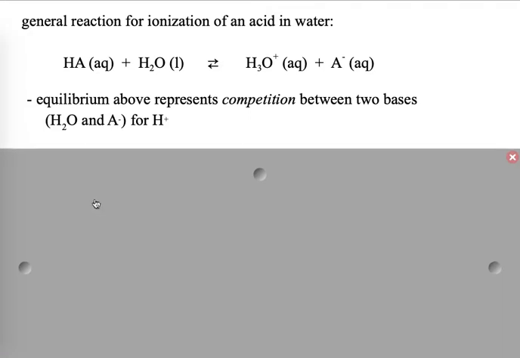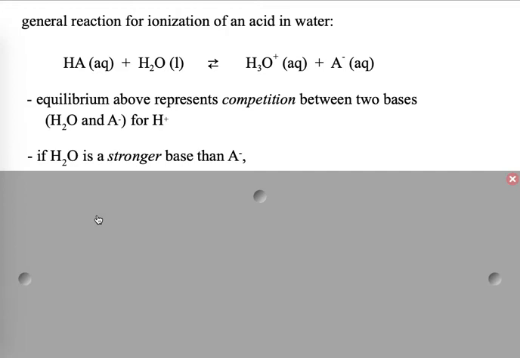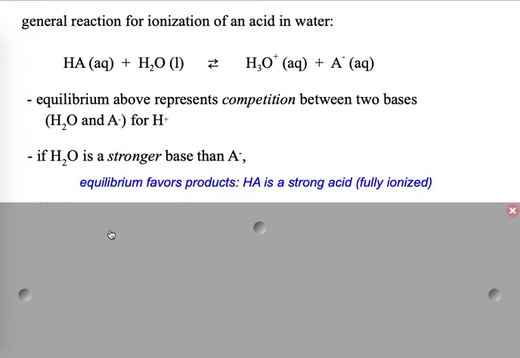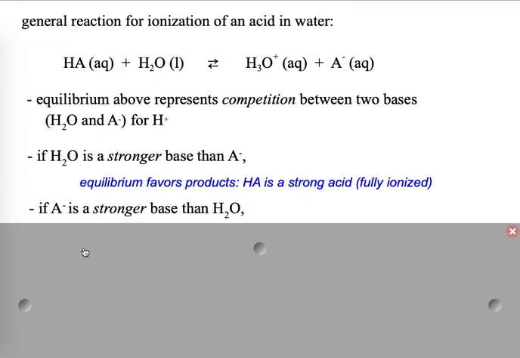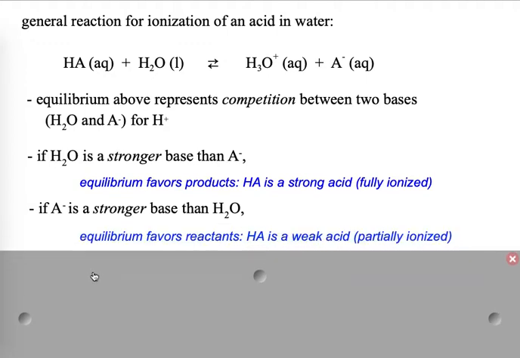Who gets H+? Well, if water is a stronger base than A-, meaning if water has a greater tendency to accept the proton than A-, that means the equilibrium will lie towards the products. If water is the stronger base, then it will preferentially take the proton, and it will exist primarily as the hydronium ion. This means we favor the products. In this case, we would say that HA is a strong acid. It is fully ionized. On the other hand, if A- is a stronger base than water, if it preferentially takes the proton, then that means it's going to exist primarily as HA, the unionized acid.